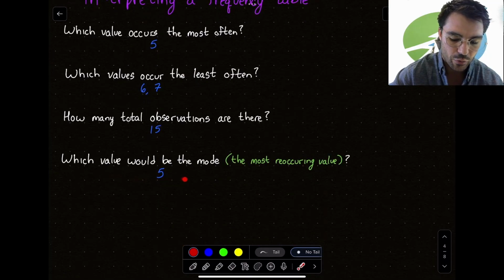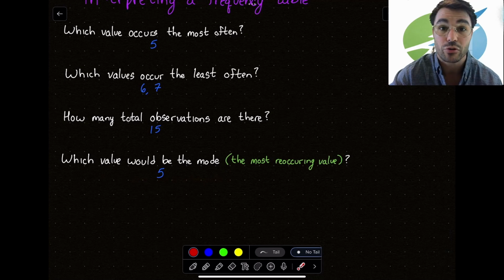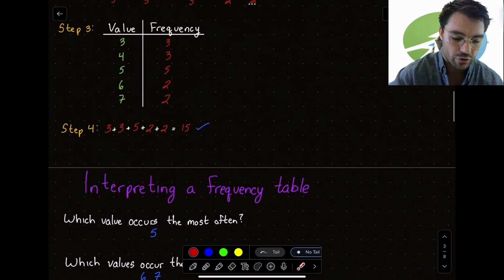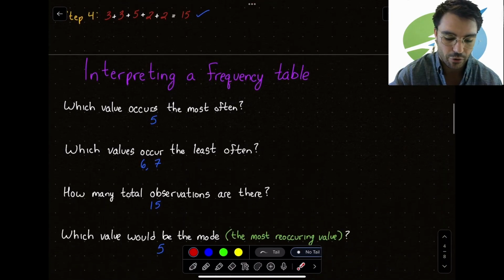And which value would be the mode? The mode is the most reoccurring number. I made a note of that over here. 5 occurs the most, therefore 5 is our mode.